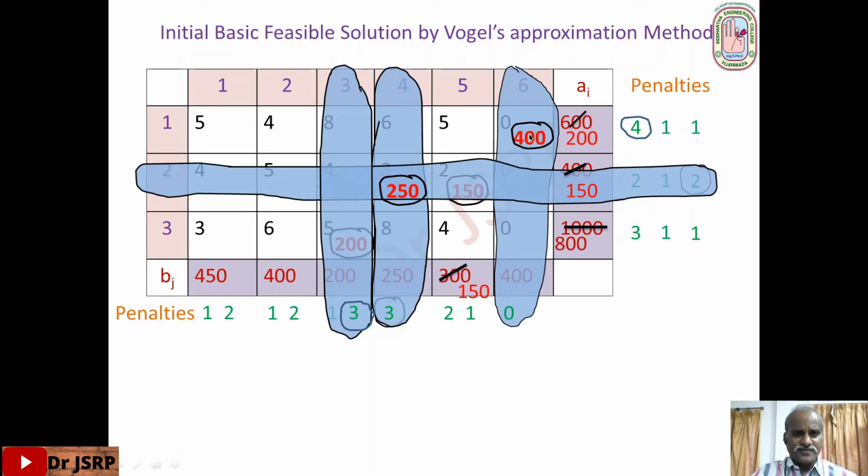So calculate first row penalty 4 5 difference 1. Third row 4 3 3 4 least 3 next least 4, so difference 1. So now row penalties are 1 1 and column penalties remain same, that is 2 2 1. So identify the largest penalty.